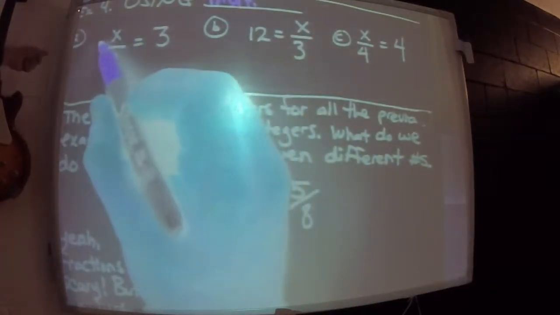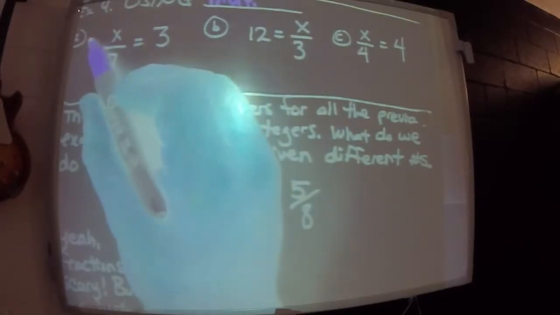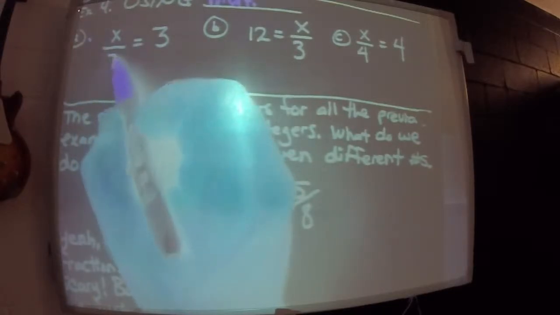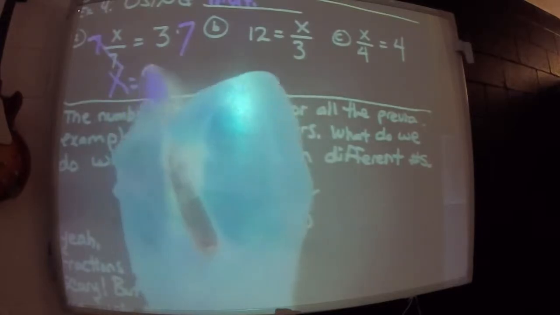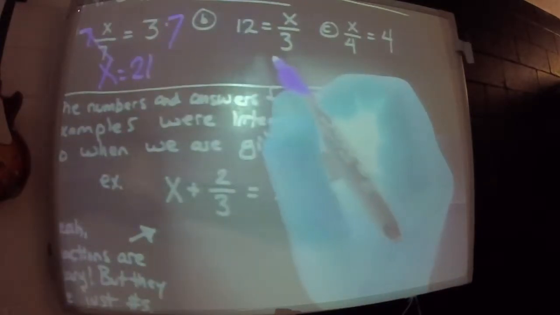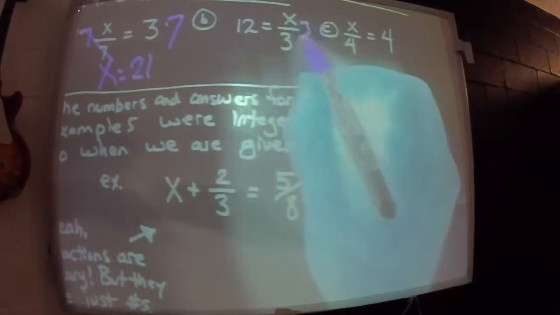And you multiply by, okay, multiply this by 7. 7 on both sides. Which one is it? You see the 7 there, so multiply by 7. And x equals 21. Okay, this one, multiply both sides by 3.